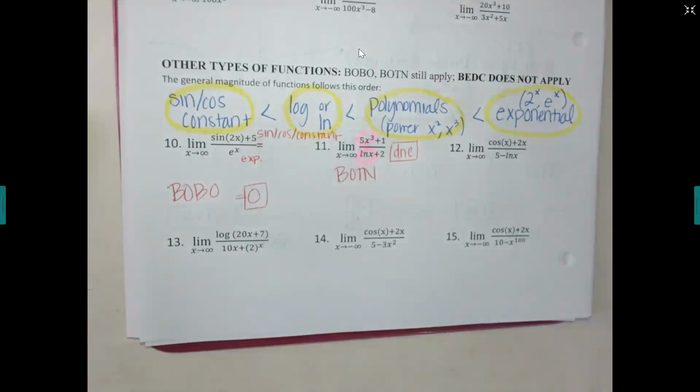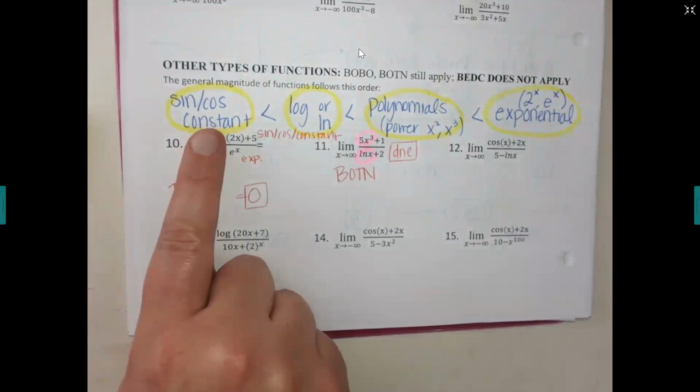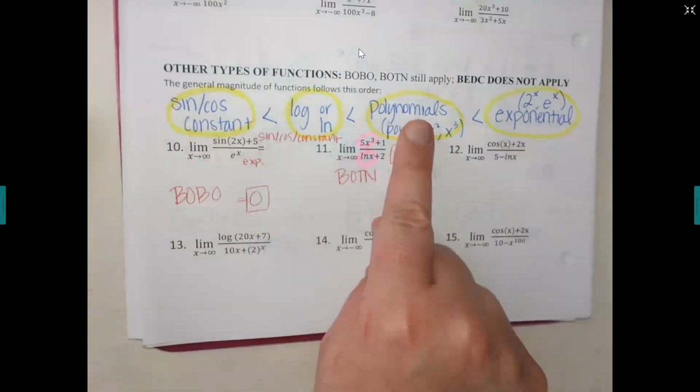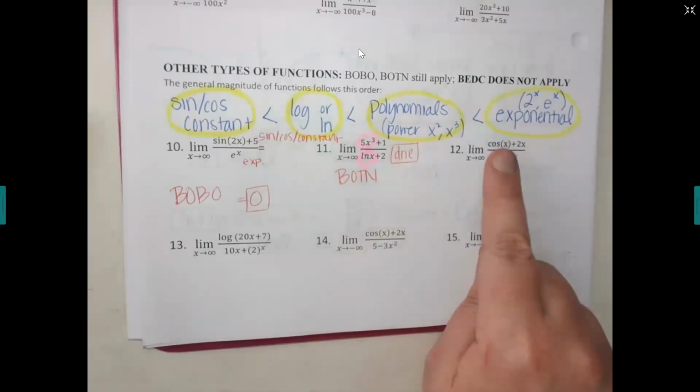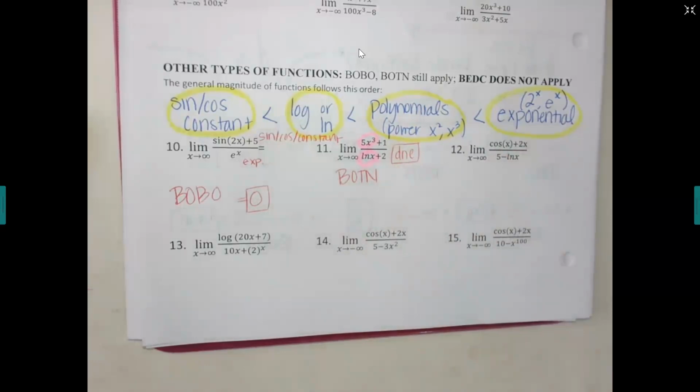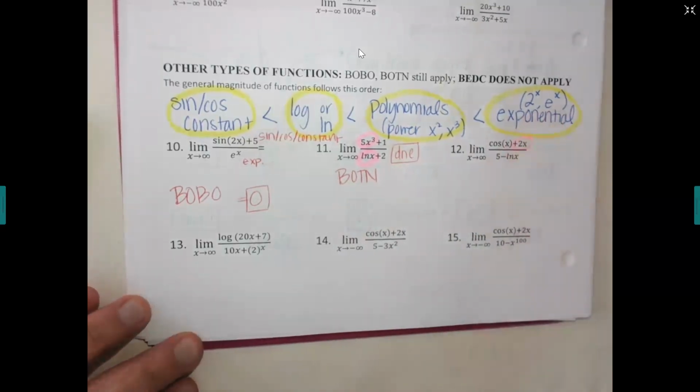Cosine x plus 2x versus 5 minus ln x. On the top, cosine x is one of your trigs. 2x counts as a polynomial, even though it's just a regular x, not squared, that still counts as a polynomial. So who would I circle on the top?